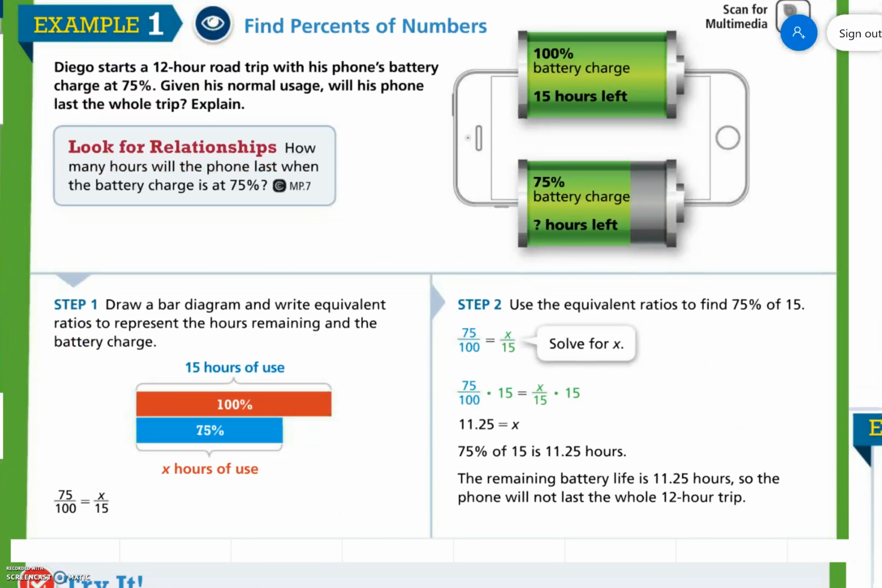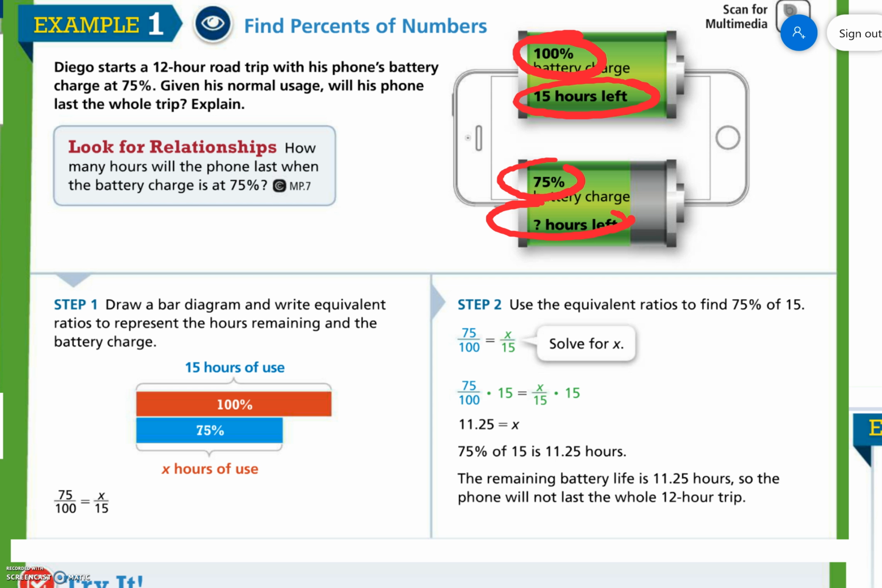Example number 1. Find percents of numbers. Diego starts a 12-hour road trip with his phone's battery charge at 75%. Given his normal usage, will his phone last the whole trip? Explain. So look for relationships. How many hours will the phone last when the battery charge is at 75%? So the information that they give us is that 100%, there's 15 hours. We want to know at 75% how many hours are there.